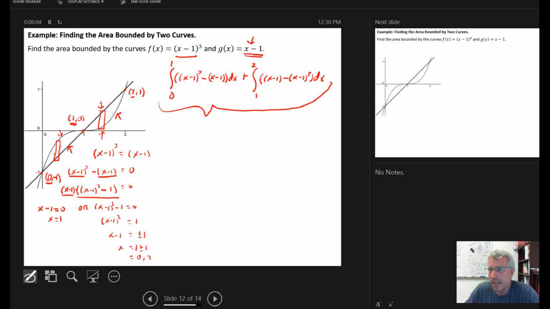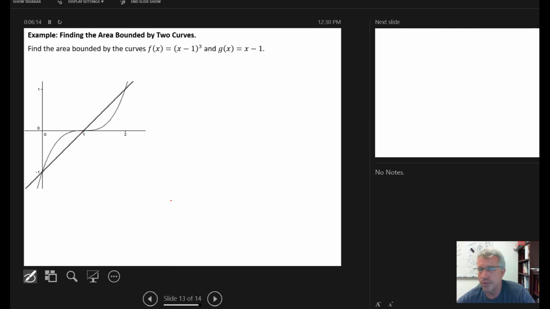And I'm not going to integrate this. I don't think that this is a difficult integration. I know that you can do it. So let's just quickly talk about shortening the amount of work that we need to do by using symmetry. So we already calculated these intersections, so we don't need to do that again. This was 0, negative 1. This was 1, 0. And this one here is 2, 1.